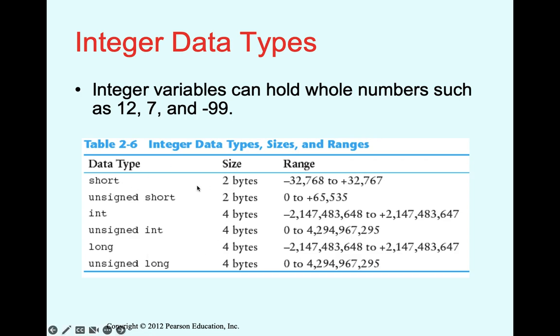So short is 2 bytes to store the integer. Integer is 4 bytes. Long is supposed to be longer, but in some types of C++ it's the same as integer. And unsigned means you cannot store negative numbers in the unsigned version of the data type.